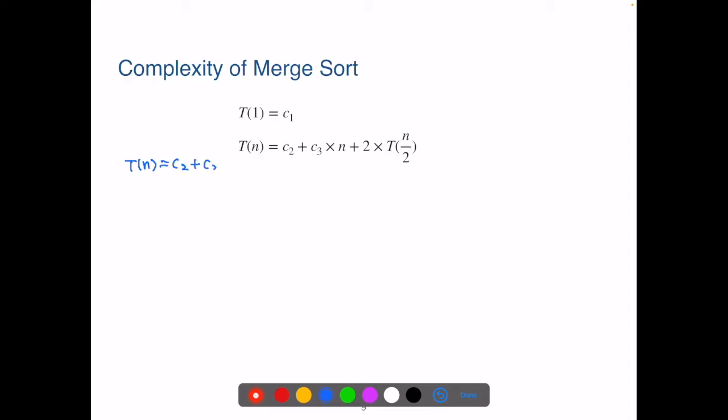Okay, all seems good. Now let's compute the closed form of Tn using substitution. Tn is C2 plus C3 times n plus 2 Tn over 2. Let's replace this. All right, and then we can rearrange this.